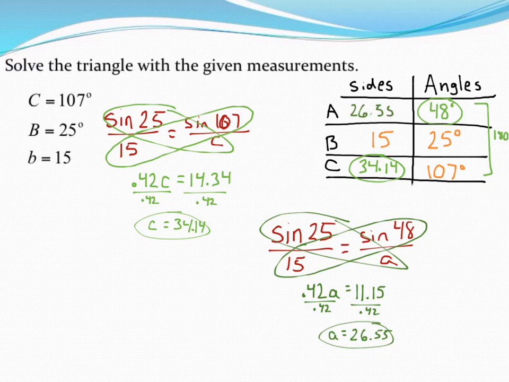So I've solved the triangle. I know all three sides. I know all three angles. One thing that I like to do just as a quick check is make sure, since we know biggest sides are across from biggest angles, that that's true in this case. So my biggest angle is 107. It's across from my biggest side, which was 34.14. And then smallest side and smallest angle should be across from each other. So it's a quick, easy way just to check and make sure you didn't make any mistakes. And there you go. That's how we can use law of sines to find the missing sides and angles of any triangle.